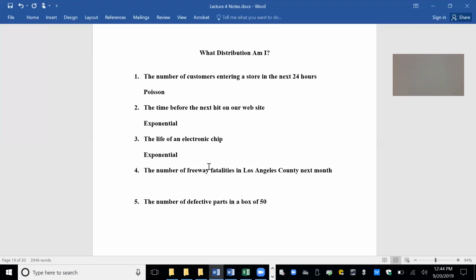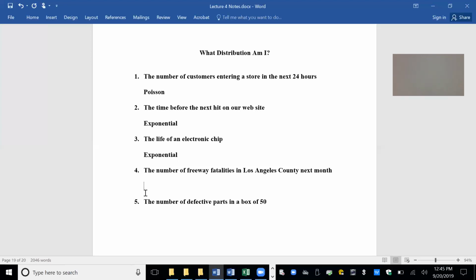And the lifespan of electronic chips is exponentially distributed. You want to know how long your chip lasts? Use the exponential distribution to do that analysis. Doing so well today. My progress report to your parents is going to be so glowing.